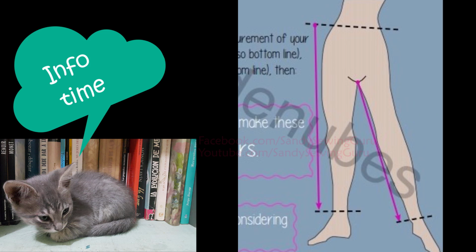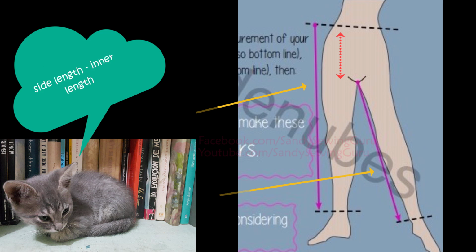The second way to measure the crotch length is taking the measurement of the side of your leg from the waist to your ankle on the side of your body, and then take the inner length of your leg, as I am showing you here in this diagram. It will be from the crotch point to the ankle. The difference between these two measurements will be the crotch length.